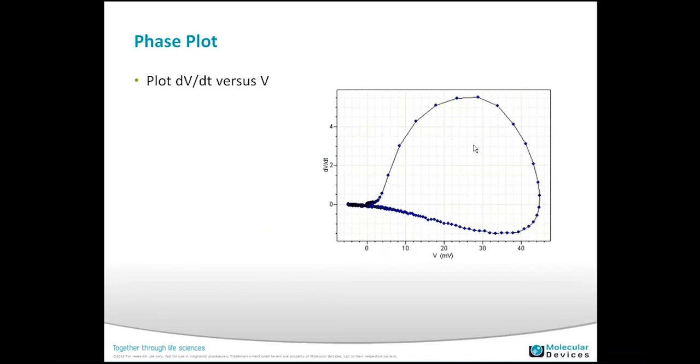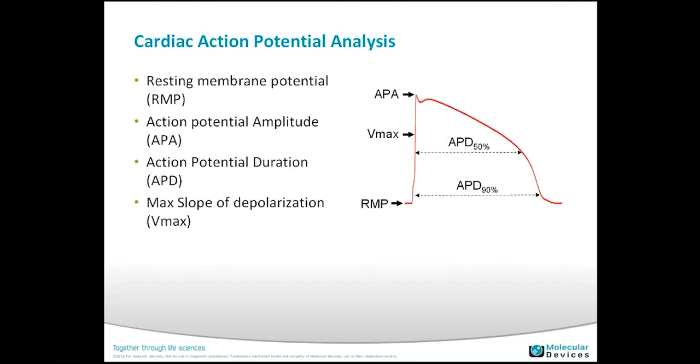I will also show you how to implement the phase plot, by plotting dV/dt versus voltage. I think that is very important for people studying the excitability of a neuron. At the end, I will also show you how we measure cardiac action potentials. For example, the resting membrane potential, the action potential amplitude, and the action potential duration at 50% or 90% after repolarization, and also we can determine the maximum slope of the depolarization.